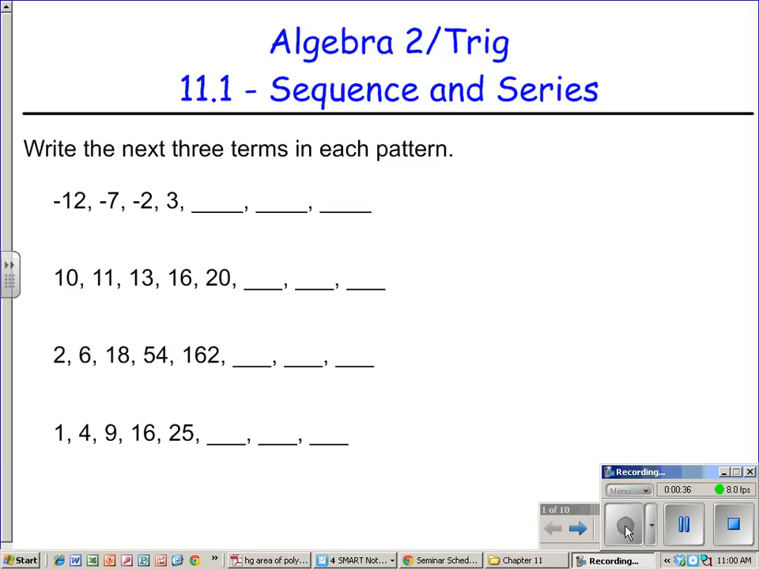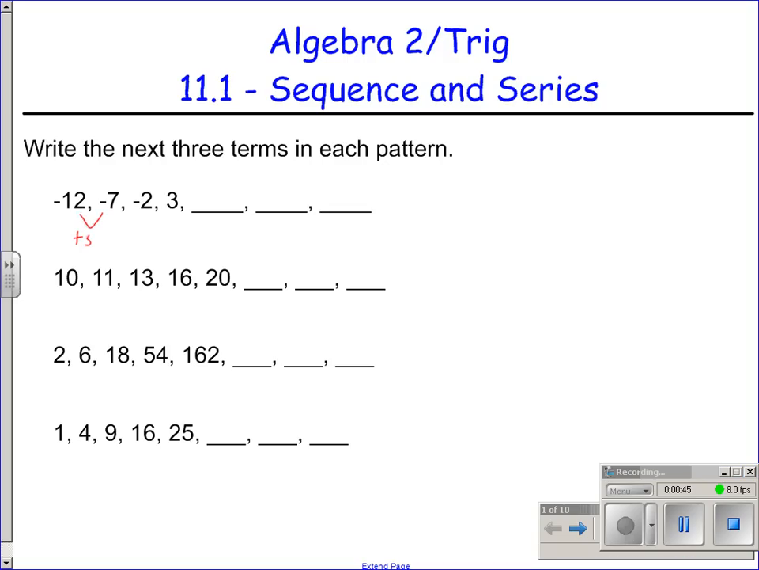All right, so what we're looking for is a pattern. To go from -12 to -7, you added 5. To go from -7 to -2, you added 5. To go from -2 to 3, you added 5. Just start with the simple stuff. Are you adding the same thing or subtracting the same thing from each term? This seems to be the pattern: add 5. So to go from 3 to the next term, we add 5, so there's 8. Add 5 again. Add 5. There are your next 3 terms.